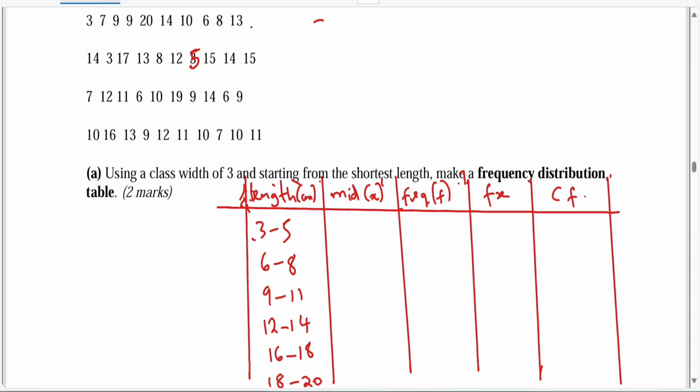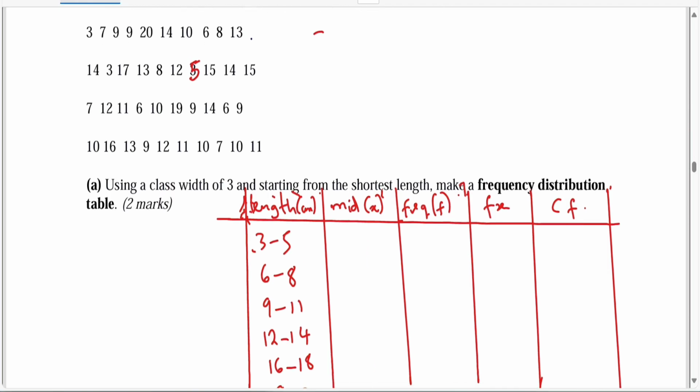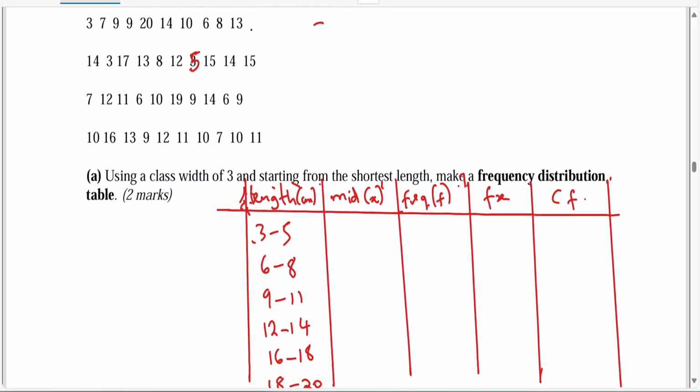So let's start by calculating 3 to 5, una ngapi? Okay, so ukiangalia first row yetu 3 to 5, but let's search for the midpoint since it's easy. Kupata midpoint, unaweza chukua 3 uka add na 5 uka divide na 2. So 3 plus 5 is 8, divided by 2 is 4. Or you can just estimate from the range itself, uone number ambayo iko katikati ni gani, which is 4. So the midpoint hapa ni 4, hapa ni 7, hapa ni 10, hapa ni 13, hapa ni 17, na hapa ni 19.